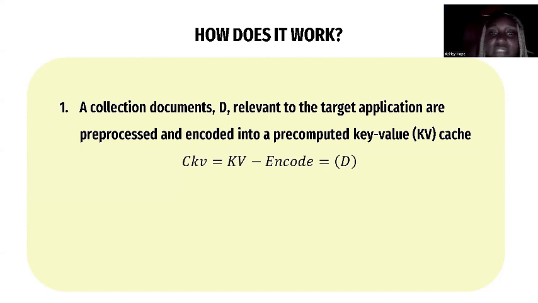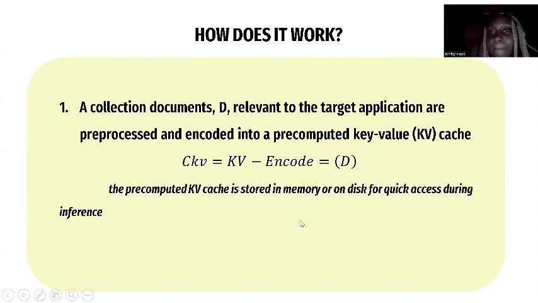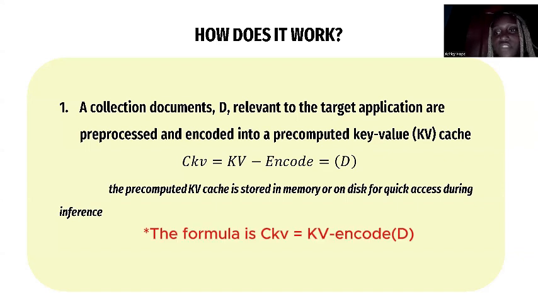So, the mathematical representation of preprocessing is seen in this formula that we have here. The D represents the document or data set, and the KV encode basically converts it into a structured representation for fast retrieval. This ensures relevant knowledge is preloaded into the system, reducing the need for real-time retrieval.